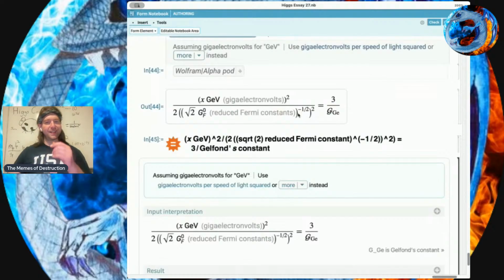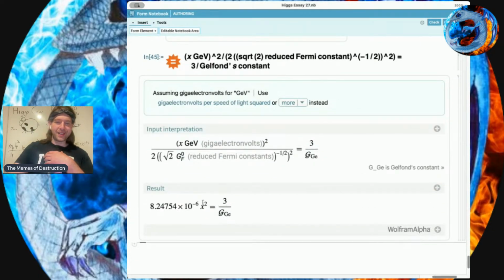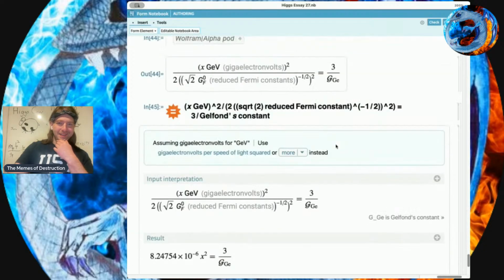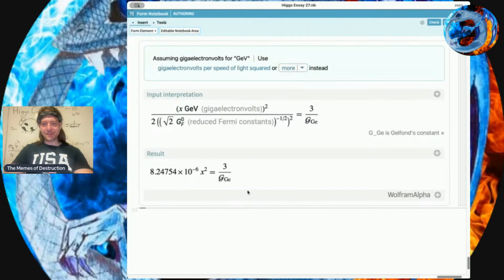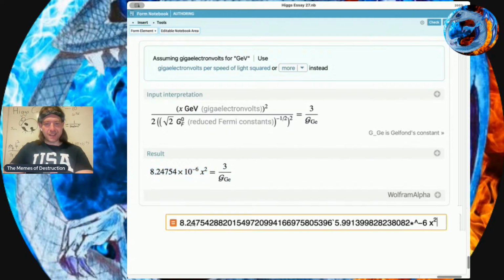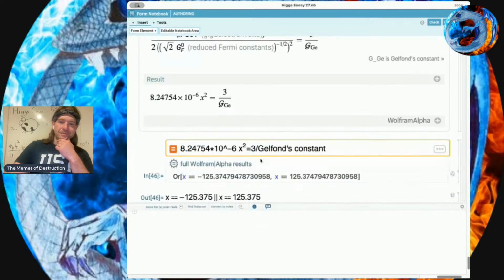This should be dimensionless. Okay, so it's giving us this expression here. All right. So then we're just literally going to take this expression here. Oh god, these 4. So it's all the other random jazz times 10 raised to the minus 6. X squared equals 3 over Gelfand's constant. Okay. So it's doing its thing. It's giving us that value there.